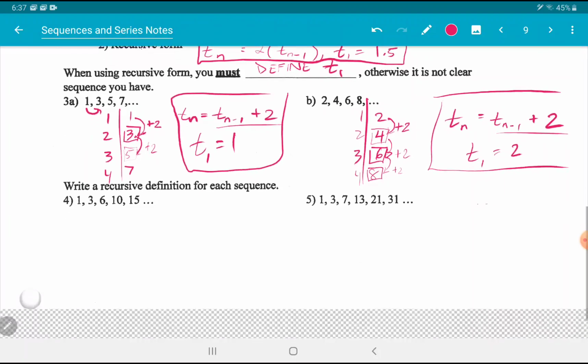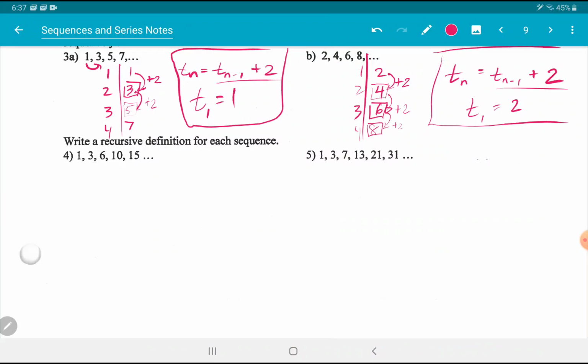Okay? All right, let's take a look at some more problems here. Write a recursive definition for this sequence. 1, 3, 6, 10, 15. Wait, that sounds familiar. We've done this before, but what we did was we actually found the explicit formula.